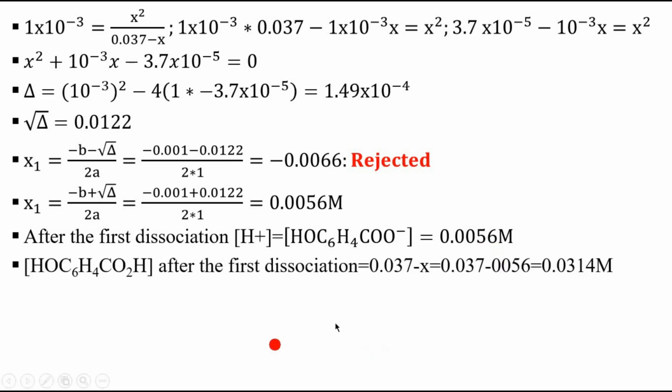We remain if we dissociate the acid. After the first dissociation, we remain with 0.037 minus X. That means we have 0.031 molar. That means this is what will remain and dissociate, and it will be in equilibrium. Then this one that we determine here will go to the third dissociation, because the second dissociation will be the acetic acid dissociation.